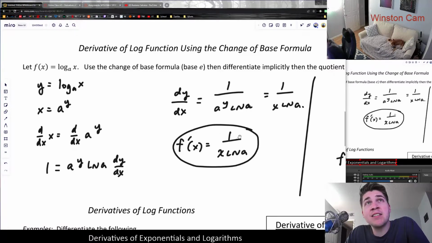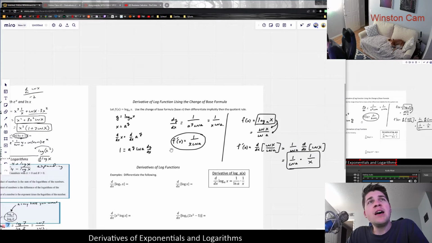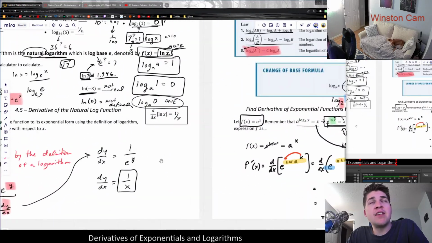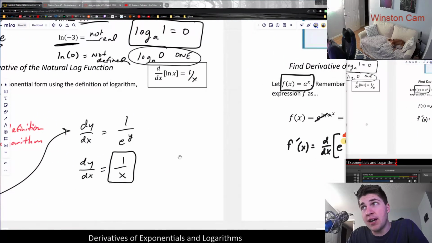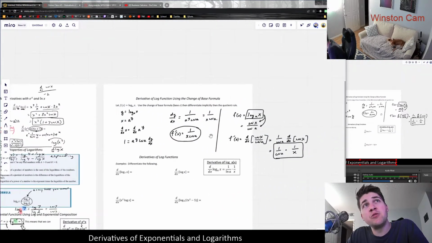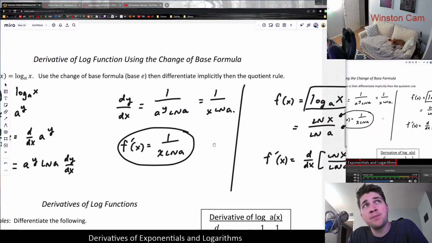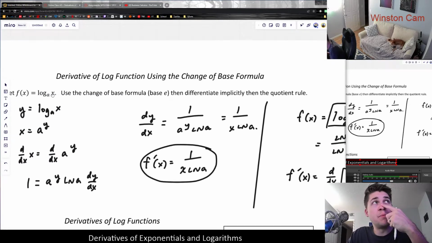And what it turns out is the derivative of log of any base of x is just equal to 1 over x, well, times ln a, but technically it's 1 divided by x and also divided by the natural log of a. So it's very, very similar to that of the natural log function, whose derivative is 1 over x. But essentially, we need to divide by ln a as well to sort of compensate for being a base other than e.